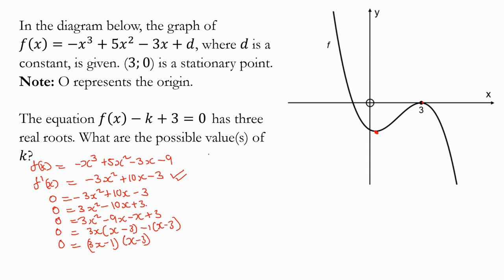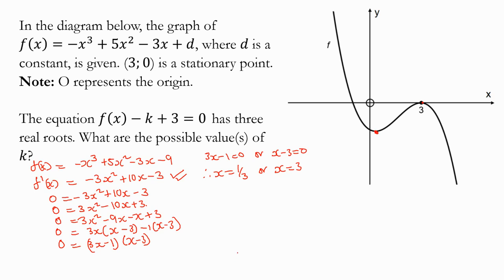So it means, therefore, 3x minus 1 is equal to 0, or x minus 3 is equal to 0. Therefore, x is equal to 1 over 3, or x is equal to 3. See that? We must get the same answers here. Our x values should be 1 over 3, or x is equal to 3.